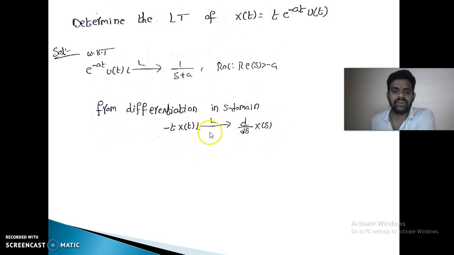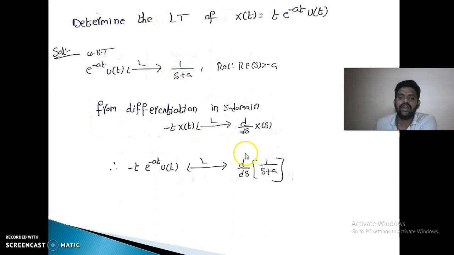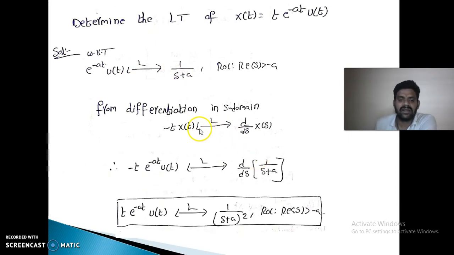So minus t into x of t is d by ds of X of s. We have e power minus a t u of t is 1 by s plus a. So minus t into e power minus a t u of t is d by ds of 1 by s plus a, that is minus 1 by (s plus a) whole square. Bringing the minus to this side, it becomes plus. So t into e power minus a t u of t is 1 by (s plus a) whole square.